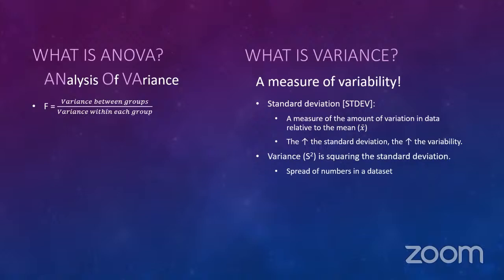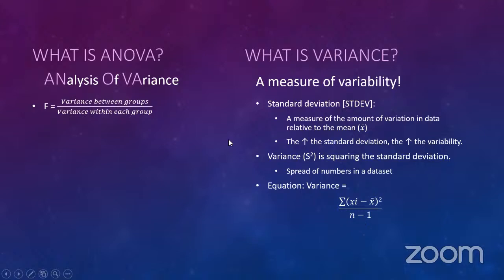Variance, how is it related to standard deviation? Variance is simply the square of the standard deviation, and it also signifies the spread of numbers in a data set. So just a quick equation, what is variance? We take each sample, we subtract it from the mean, we square it, and then we sum all these squared deductions from the mean, and then we divide by the total number of data samples minus 1.